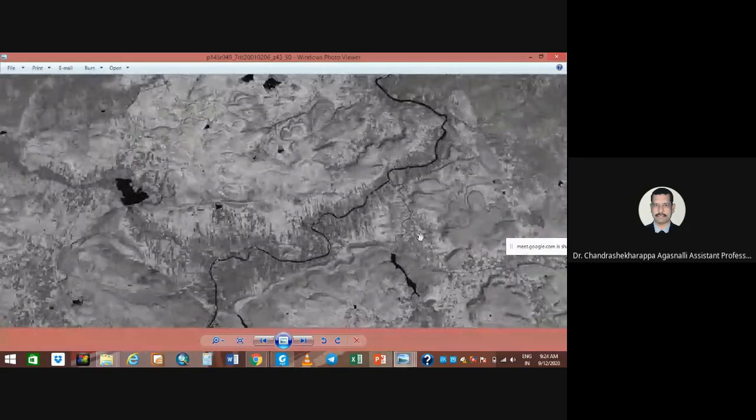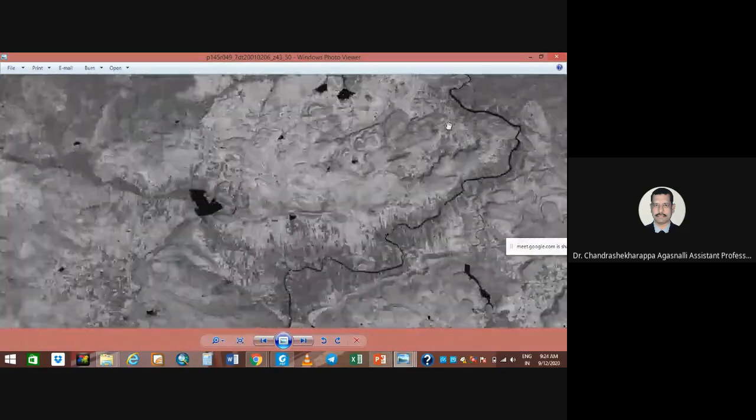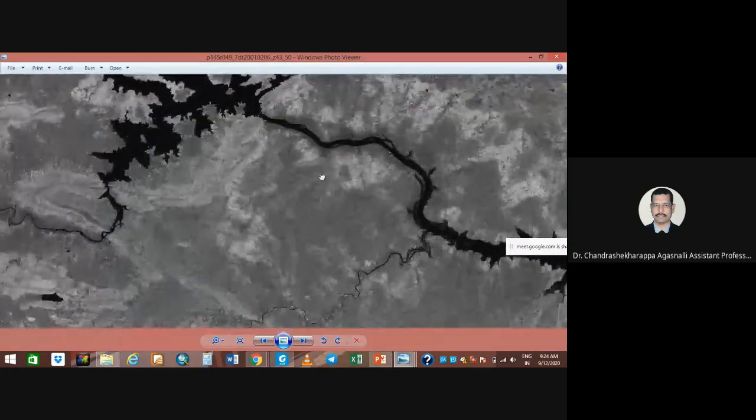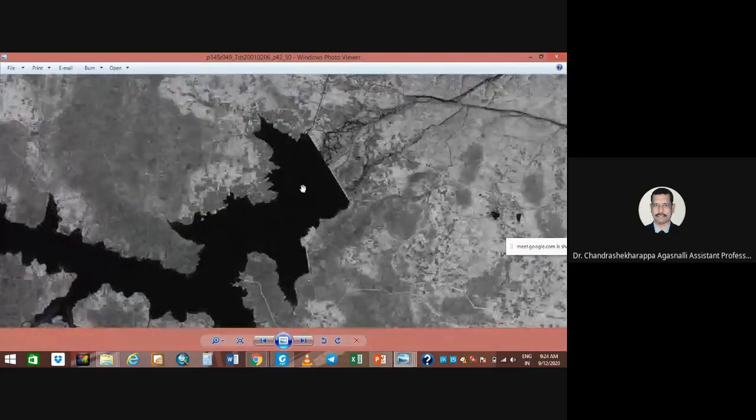Fantastic landscapes. See this? That's Almaty.